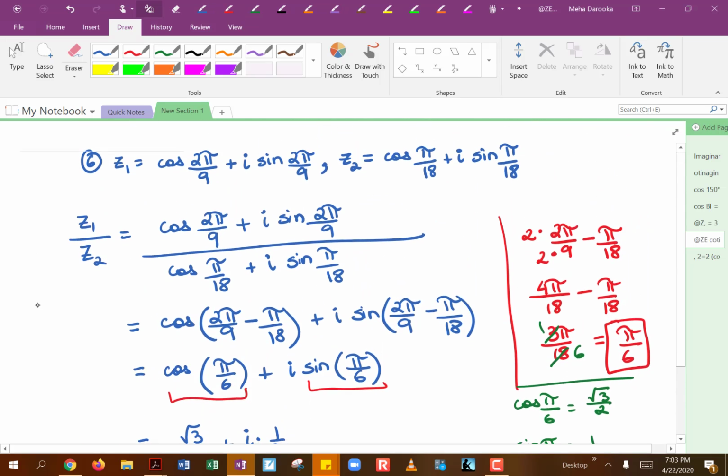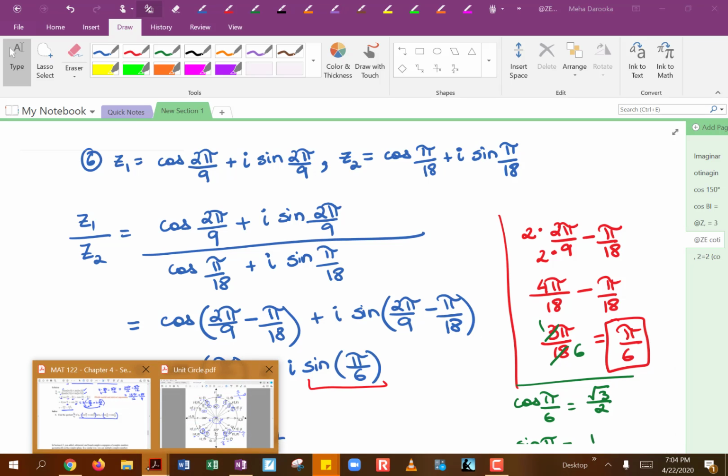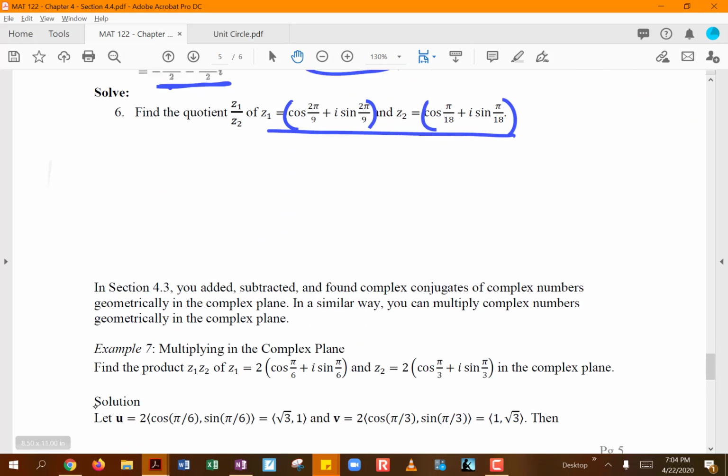Okay, so now you've seen an example for how the quotient or division of complex numbers work in trigonometric form and multiplication also. Alright, very good.